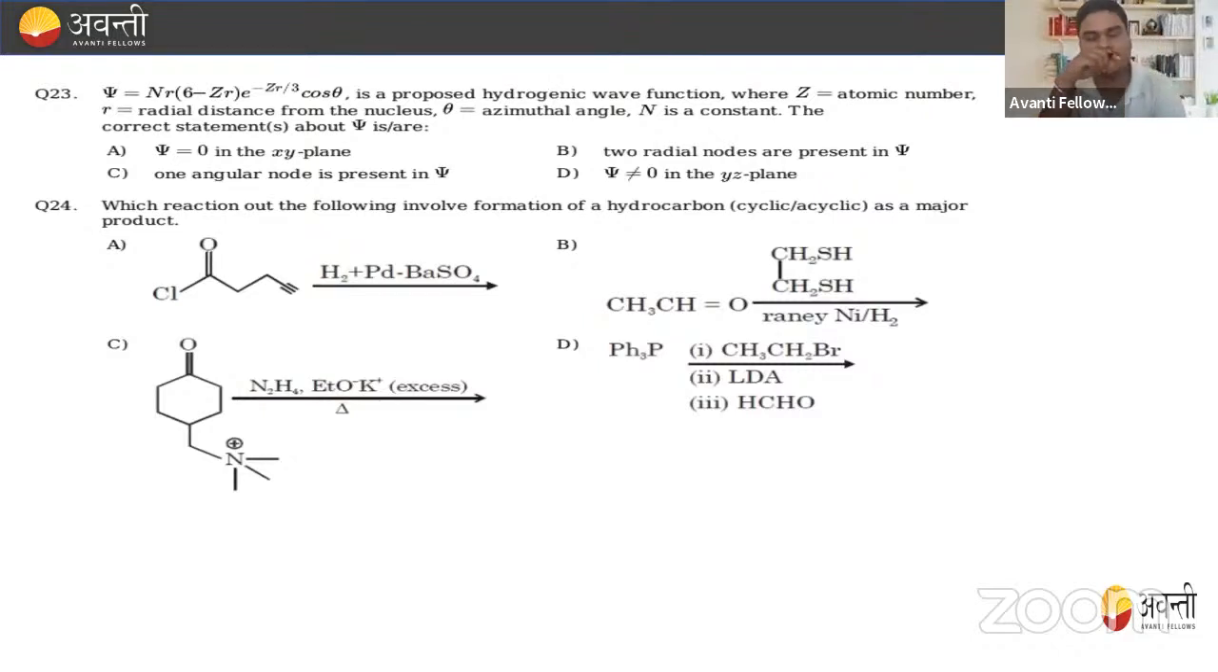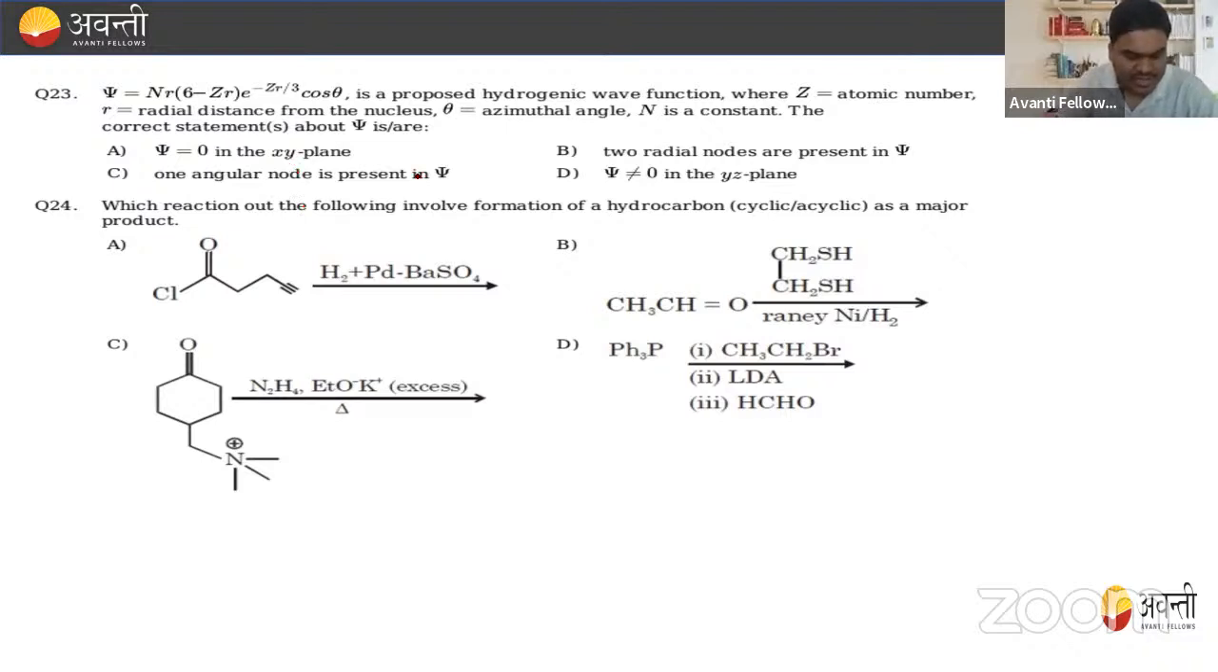Now again this question comes. This is again from quantum numbers. Psi is given by a hydrogenic wave function proportional to (6 minus Zr) e to the power of minus Zr/3 times cos theta, where Z is the atomic number, r is the radial distance from the nucleus, and theta is the azimuthal angle. So psi is 0 in the xy plane. So you have to identify the following things.